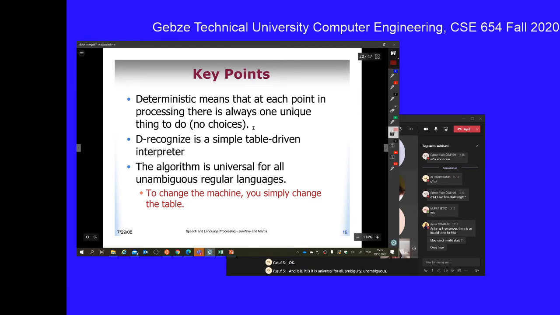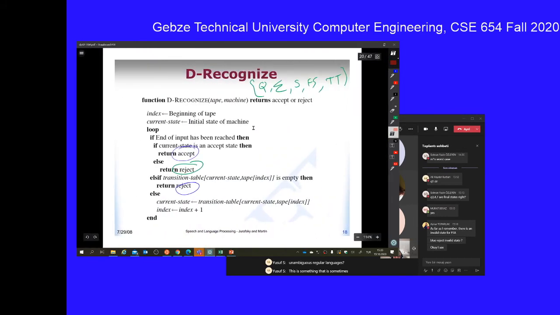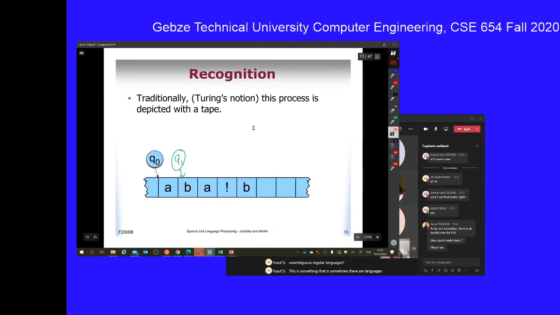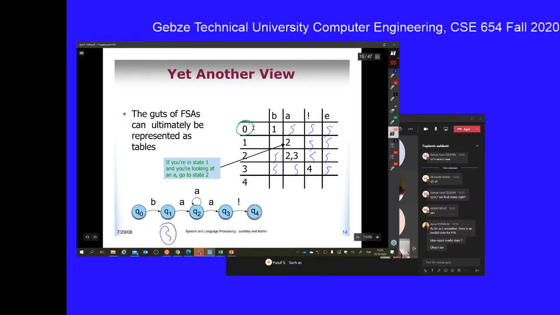Oh, okay, let's look at this one. What do they mean by unambiguous regular languages? Well, sometimes there are languages, regular languages, that are ambiguous, such as this one. For example, this one says that if you are on a state 2, if you receive the input A, you can go to either 2 or 3. Which one? It doesn't tell you anything. It just says that you can go to 2 or 3.